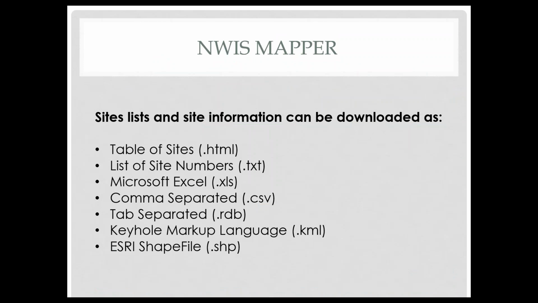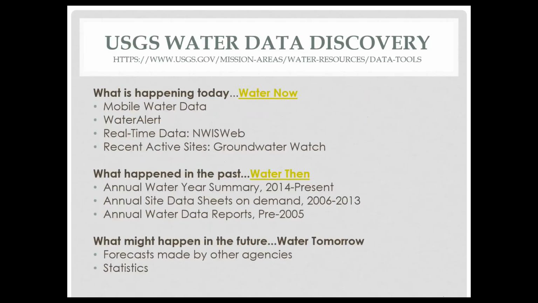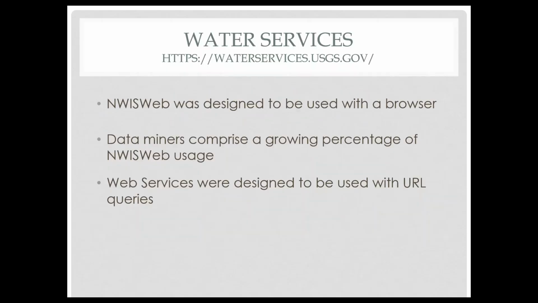You can get information in tabular form, text, comma delimited, RDB, also shape files out of the mapper. I'm going to keep going through here in the interest of time. This is what I wanted to show folks who may be data miners. If you want large volumes of data, and you don't want to go to a web interface, obviously that's not ideal. You want to use Python or R scripting or Fortran or whatever your programming language is to pull large amounts of data out.